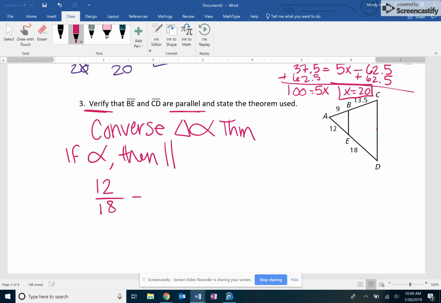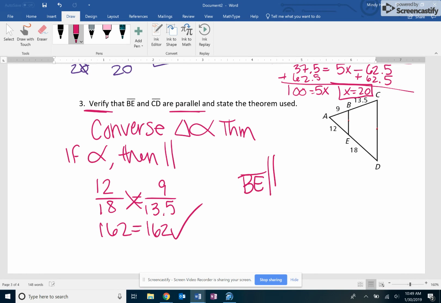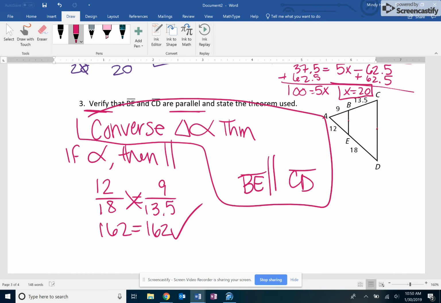12 over 18 equals 9 over 13.5. When you cross multiply, 12 times 13.5 is 162. And wouldn't you know, 18 times 9 is also 162. So since they are proportional, then we know that the lines are parallel. So we have that BE is parallel to CD. And that is the end of that with that converse triangle proportionality theorem.